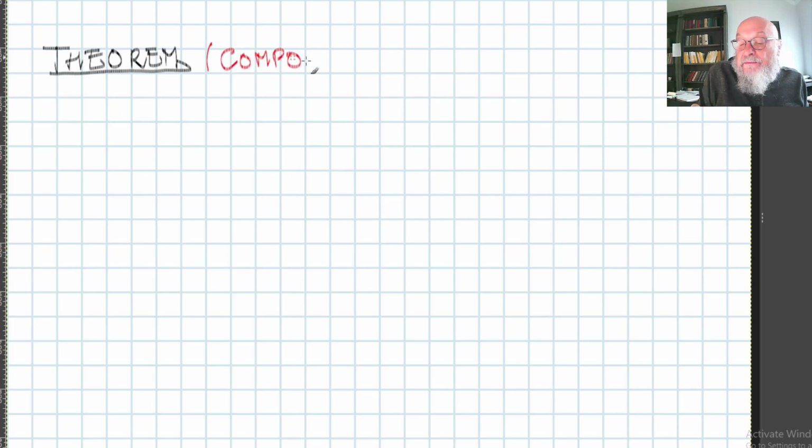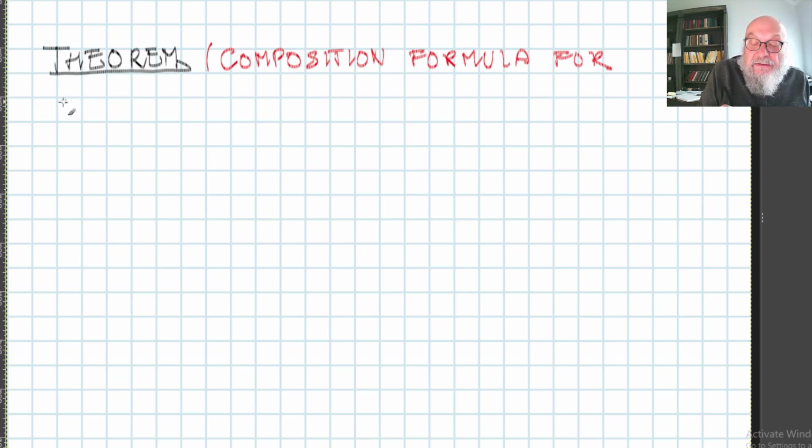So let me simply start writing, and let's write it down. This will be a theorem. And let me write the title: composition formula for local degree.